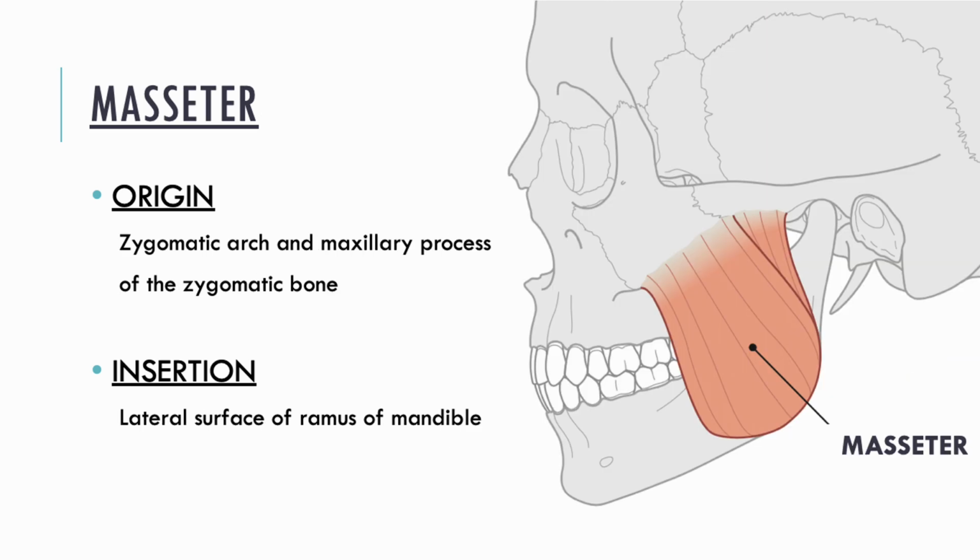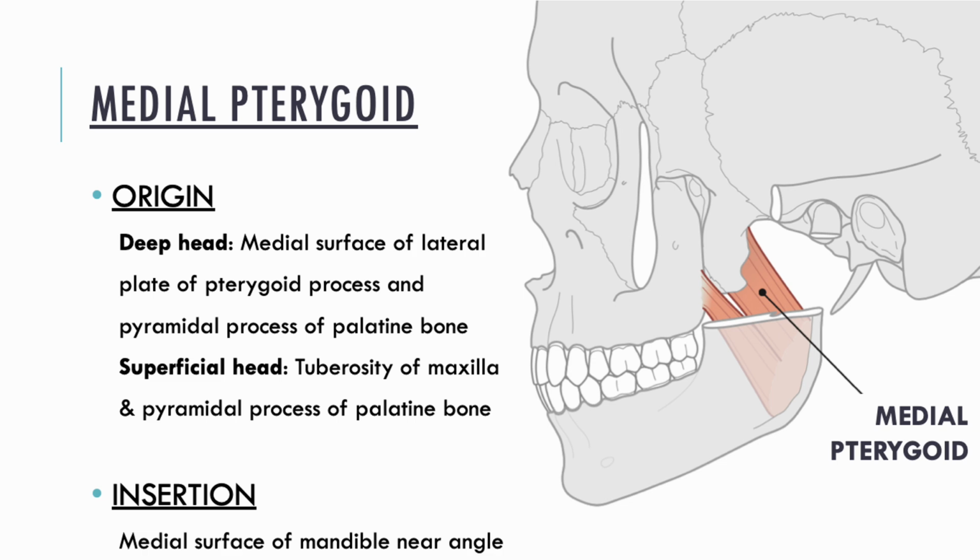The masseter muscle takes its origin from the zygomatic arch and the maxillary process of the zygomatic bone, and it inserts onto the lateral surface of the ramus of the mandible. The medial pterygoid muscle takes its origin from the lateral pterygoid plate and also from the tuberosity of maxilla and inserts onto the medial surface of the mandible. So the masseter inserts onto the lateral surface of mandible and the medial pterygoid inserts onto the medial surface of mandible.